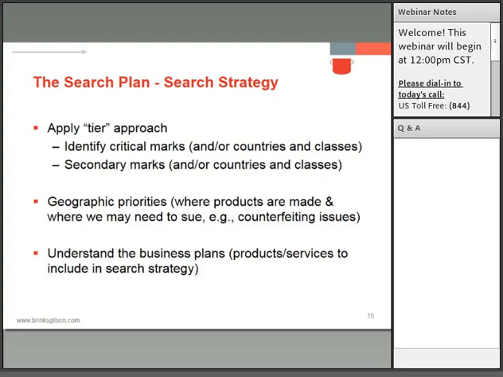So that's a great option for either the very beginning stage or just for some of the countries if you're running into a time crunch and can only do a few full searches.